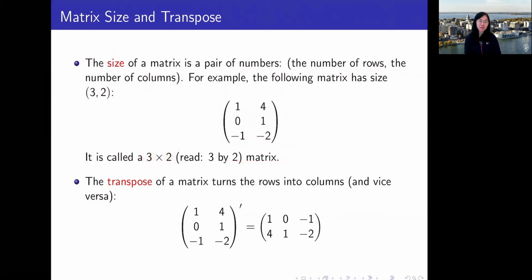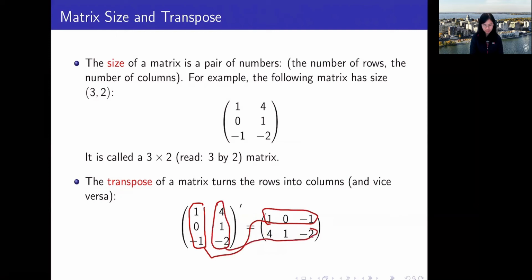You can also transpose a matrix. Transposing a matrix turns the rows into columns. First row becomes the first column, second row becomes the second column, and third row becomes the third column. You can also look at the columns. The first column also becomes the first row, and the second column becomes the second row when you take the transpose.